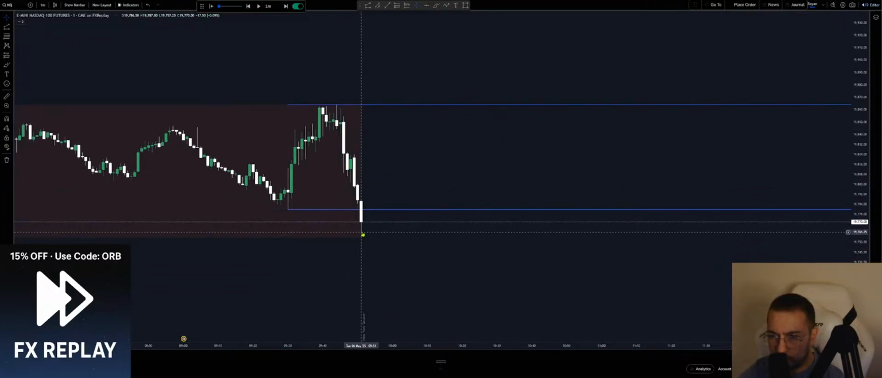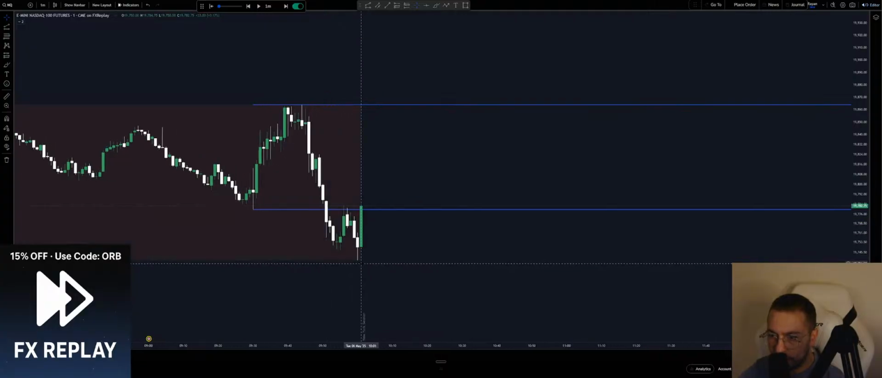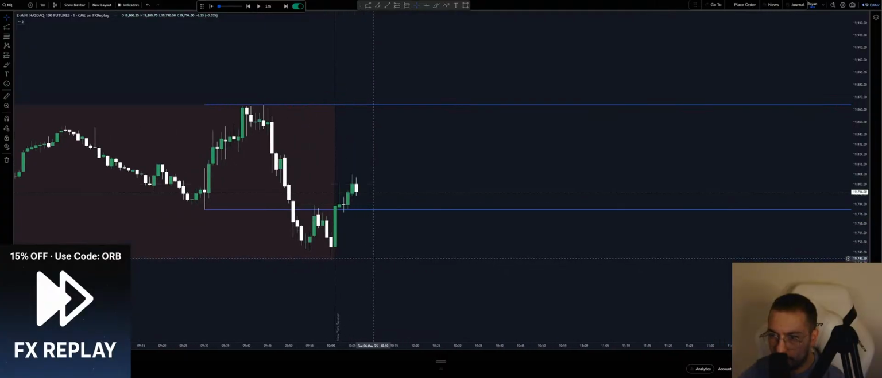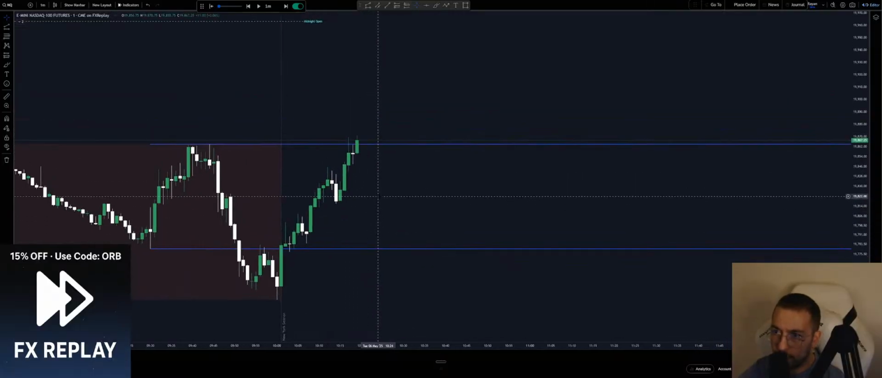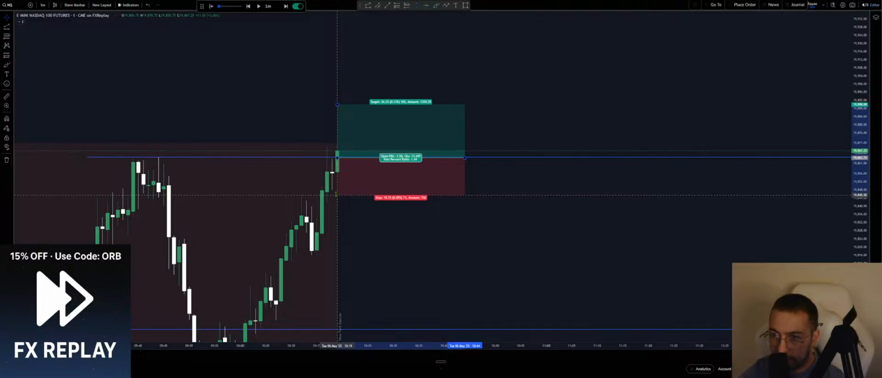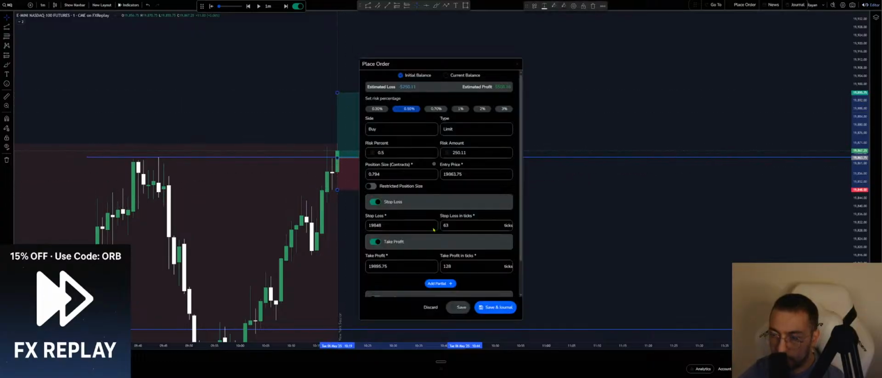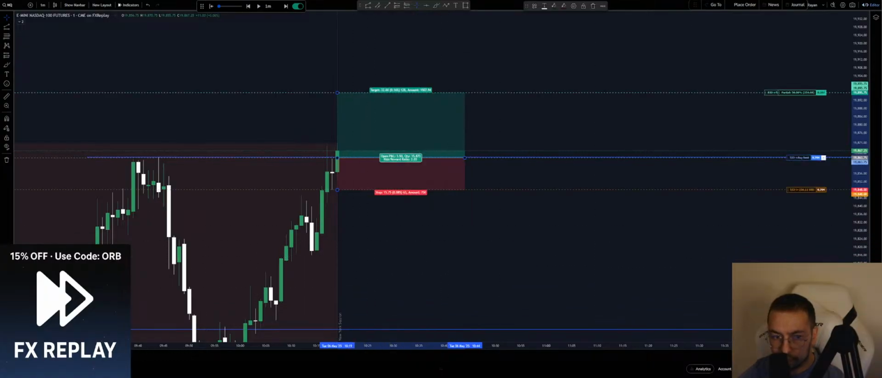Alright, so we break below the range, but it's 951, so that's an invalidation. Now if we close below, we're gonna go look for shorts. Or above. Right now, we did close above the range. That is our limit order. Your stop is at this low. Targeting risk to reward, partials. Okay, 1 to 1.